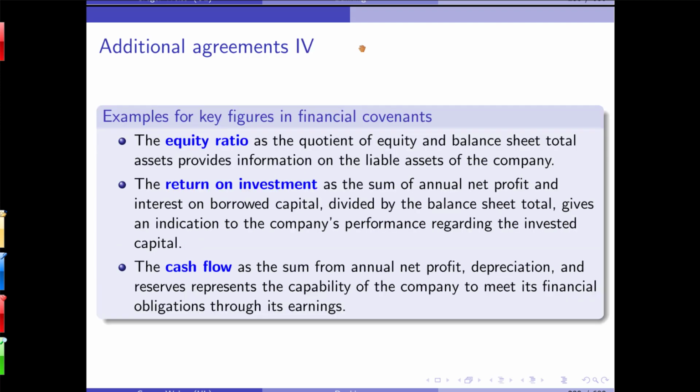Key figures in financial covenants. Financial covenants are always related to financial ratios. You need at least an equity ratio that is this high. You need a return on assets that is this high, or return on investment. You need a minimum cash flow, and otherwise you may terminate the contract or you can charge a higher interest rate. Very intuitive.